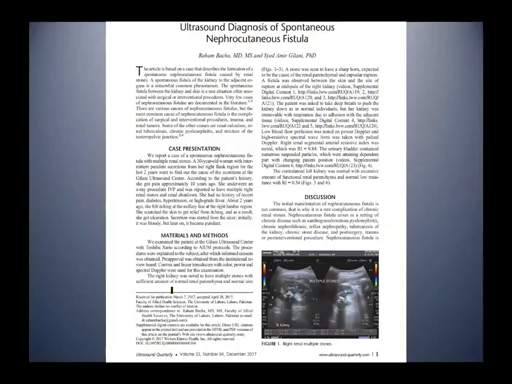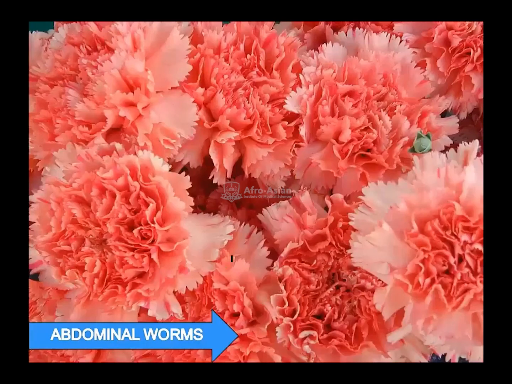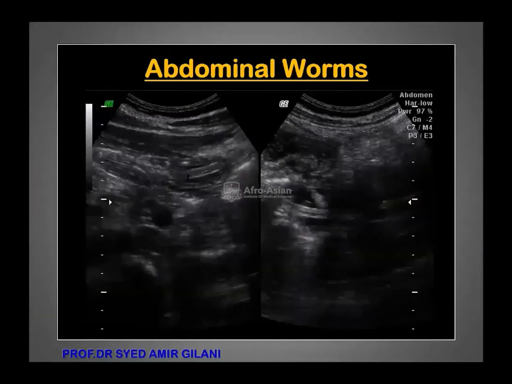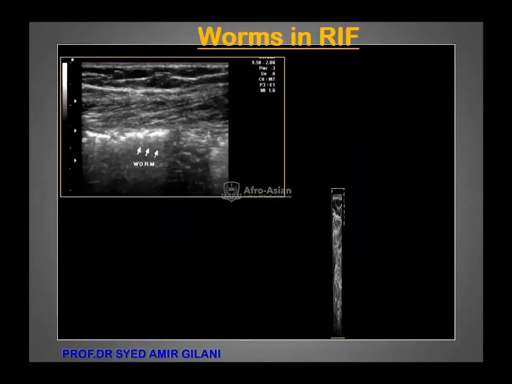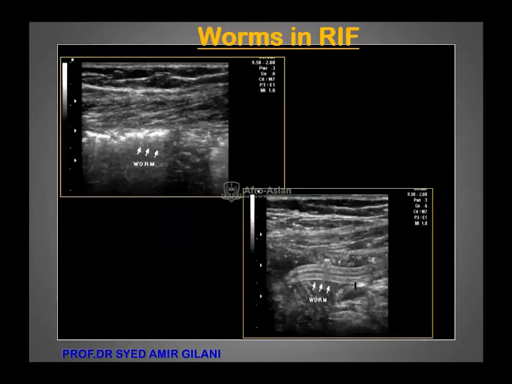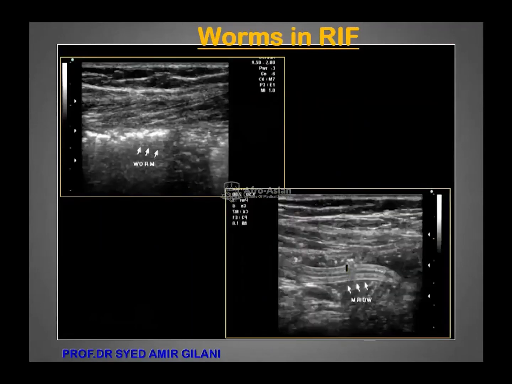The last thing is abdominal worms. While scanning the abdomen, we have to keep in mind, especially in the pediatric group, that we can have worms. This is the Ascaris lumbricoides. This is another view, and you can see it here. You can even see the five-line appearance: 1, 2, 3, 4, and 5.